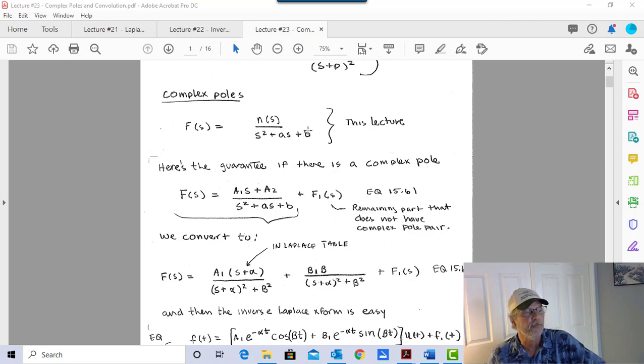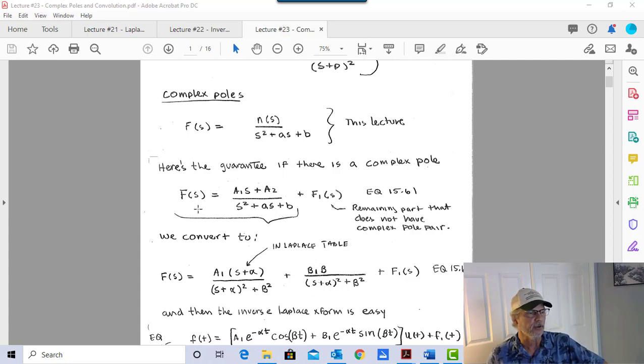A transfer function might have the complex pole multiplied in the denominator here by a simple pole. And if there was a simple pole multiplying this, F1(s) here would just be some constant over s plus p. So we call it the remaining part that does not have the complex pole pair. So this is your guarantee. This is the thing you want to write down on your cheat sheet.